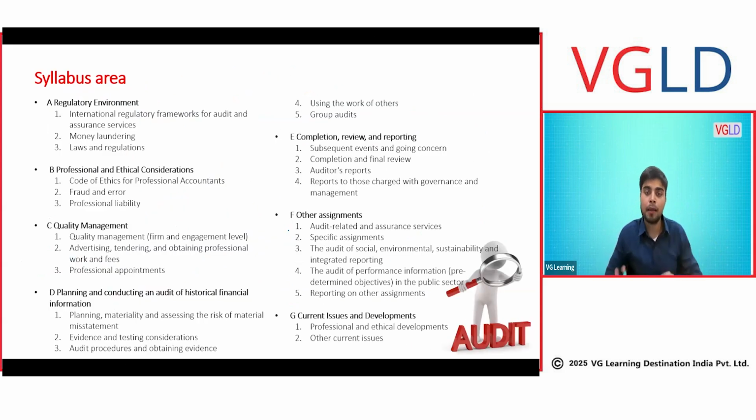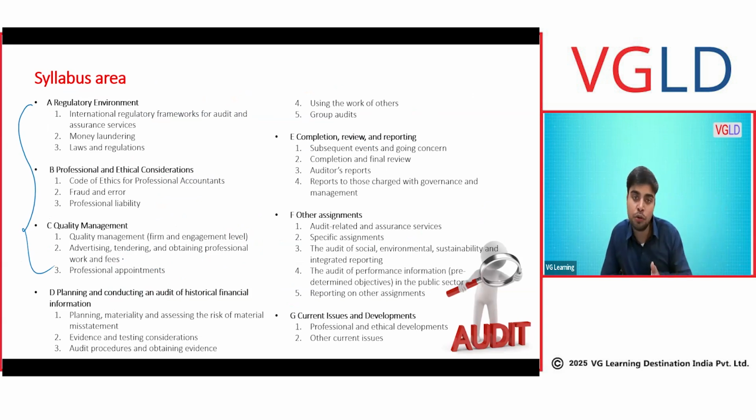Now, syllabus area. Majorly, you can count this as one area: regulations, ethics, professionalism, and quality management. You can combine these into one area. We will definitely be starting from this area only, because I want to start slow first of all. First of all, clear all the basics. Then the main area.